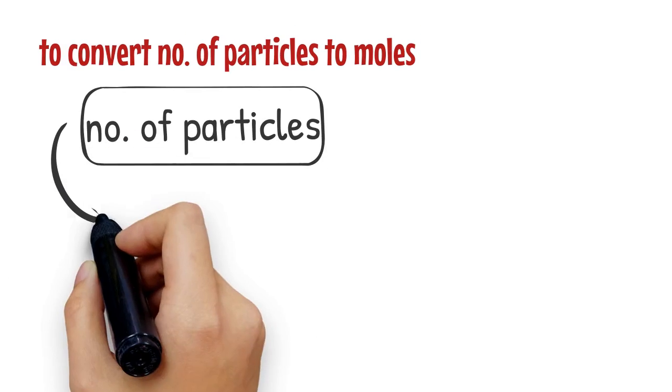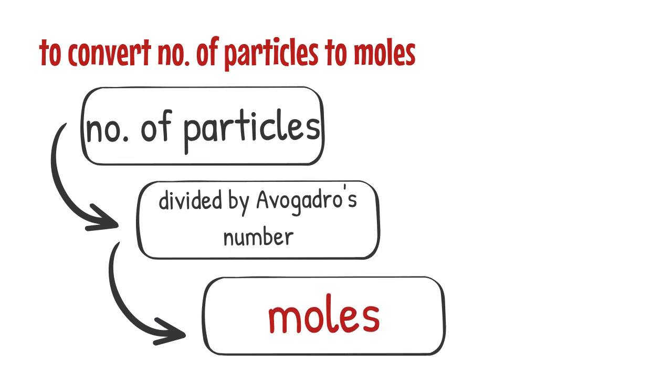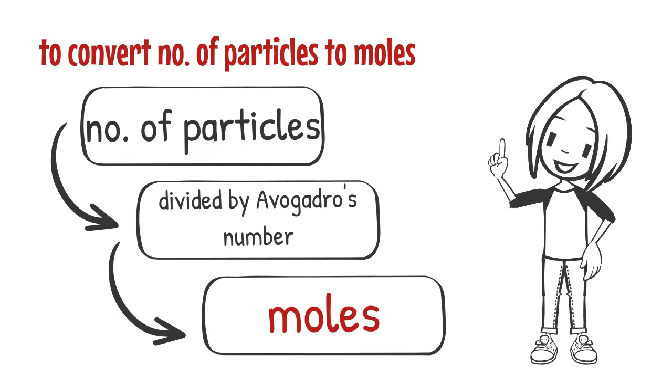While if you want to convert particles to moles, you will take the particles given in the question, divide it by Avogadro's number, and you will get the moles.